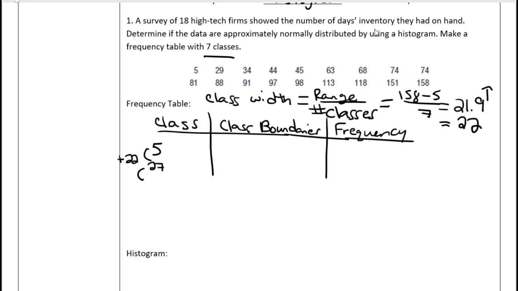So we have 5, 27, 49, 71, add another 22, 93, 115, so that's 1, 2, 3, 4, 5, 6 classes. We need to do this one more time, and 137. Then you want to get your second number, because this is an interval, a range of numbers, not just one number. To get the next number, you do 1 less than the number after it. So this will be 26 since the number after it is 27. Then this will be 48 because the number after it is 49, and so on.